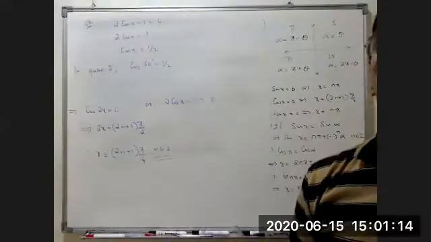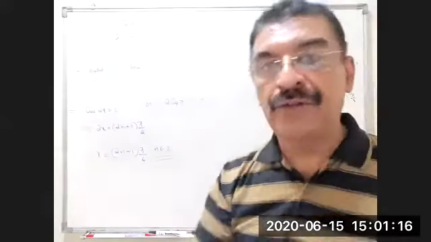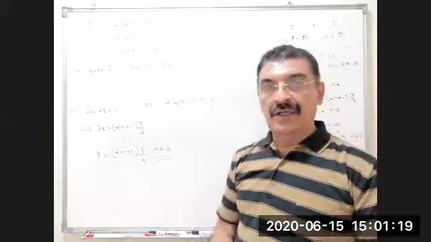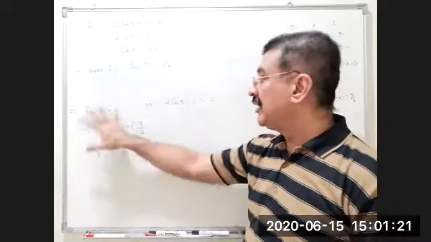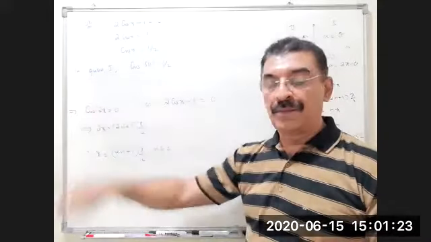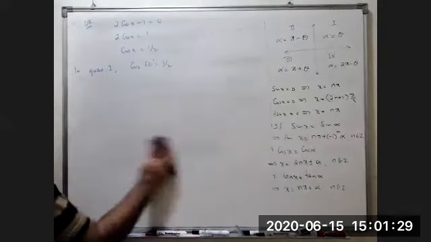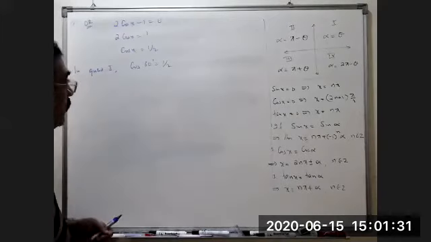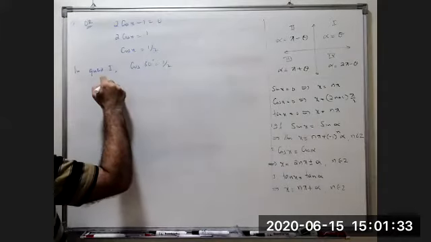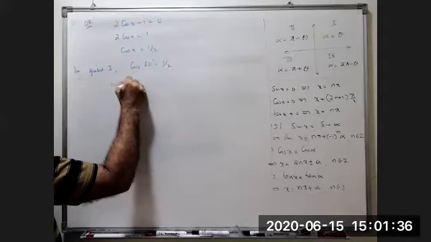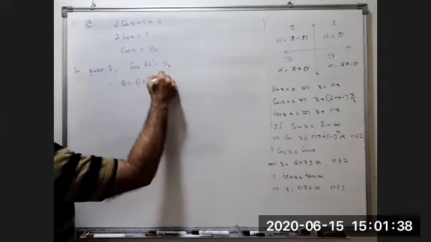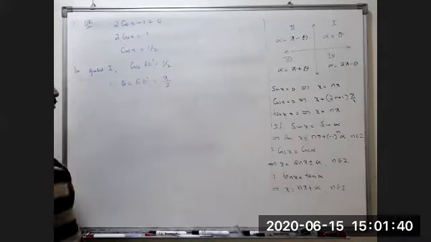Is it necessary to write two? Yes, it is necessary. Solution means all possible solutions. You have to write the general solution for both. In quadrant 1, cos 60 is 1 by 2. Therefore, we write theta as 60 degrees, or we write it as pi by 3.